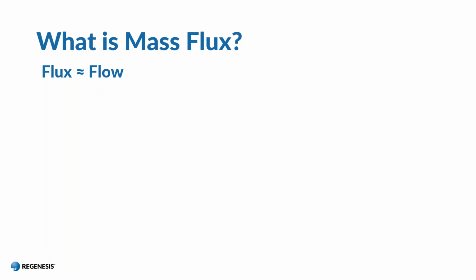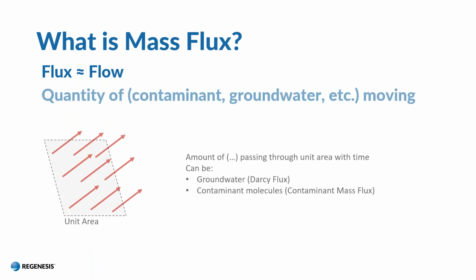So what is mass flux? At a very fundamental level, flux is proportional to flow, or you can think of flux as flow. And so it doesn't matter what it is. When you're talking about flux, you're really wanting to know what the quantity of something is that's moving through some unit area that you define. So we have here that mass flux or flux can be the amount of something that's passing through this unit area as a function of time. And so you can use flux to quantify light, or you can use flux to quantify traffic, the flow of cars.